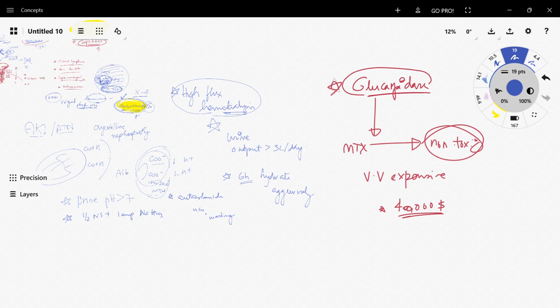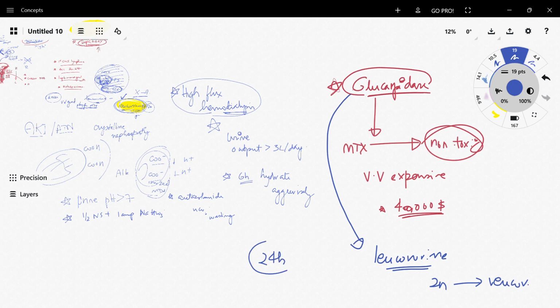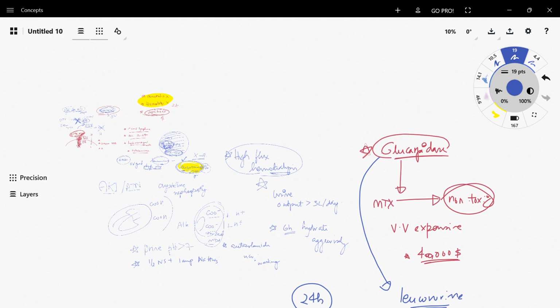Okay, now one thing is that glucarpidase can also act on leucovorin. So if you're going to give glucarpidase, you should wait for at least 2 hours before giving leucovorin, and leucovorin has to be administered within 24 hours, right? And when you're putting a patient on methotrexate, you want to regularly monitor serum methotrexate levels. You want to monitor serum creatinine, make sure that the kidneys are functioning nice and normal.